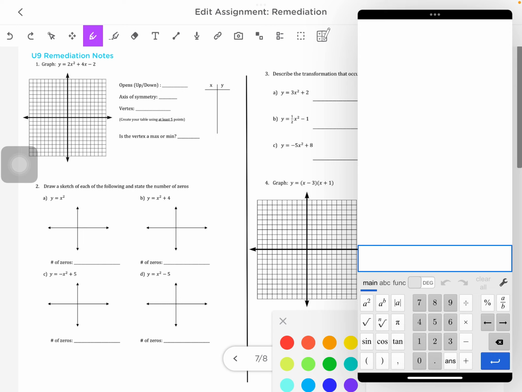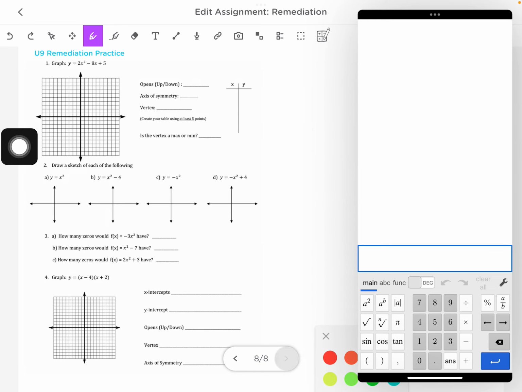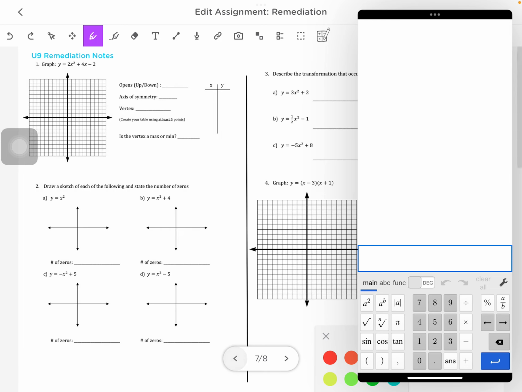The plan for this video will be to make sure that we are open to this document called Remediation, page 7 in Class Kick. While this video is playing, you can watch and take notes. Then we will go to the next page and you'll have a chance to do your practice, and your teacher will give you a chance to get feedback, followed by a chance to get a passing grade on this Unit 9 test. So let's begin.